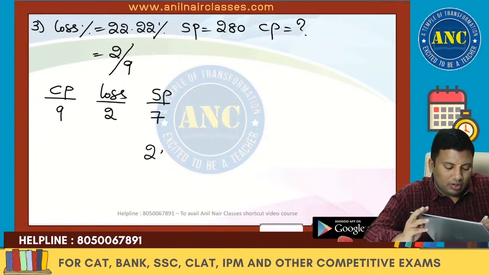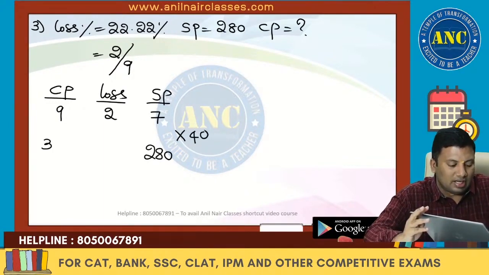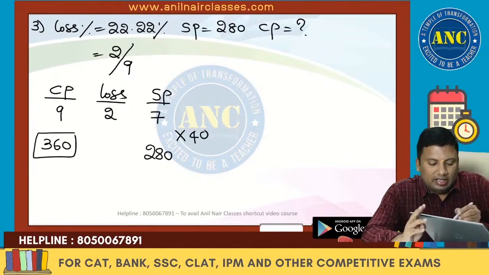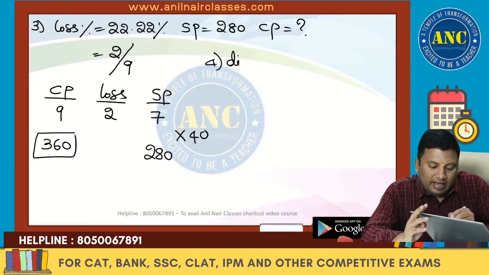But according to the question, it is 280. 7 into 40 is 280. 9 into 40 is 360. I hope the idea is clear.